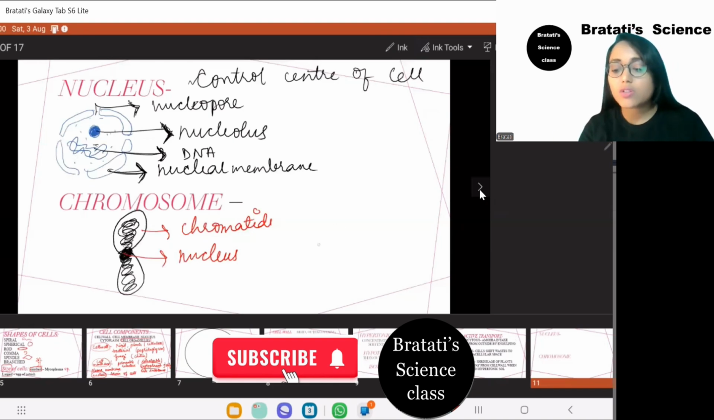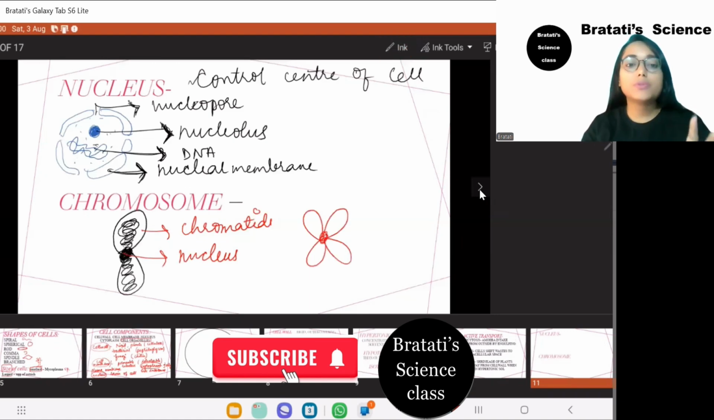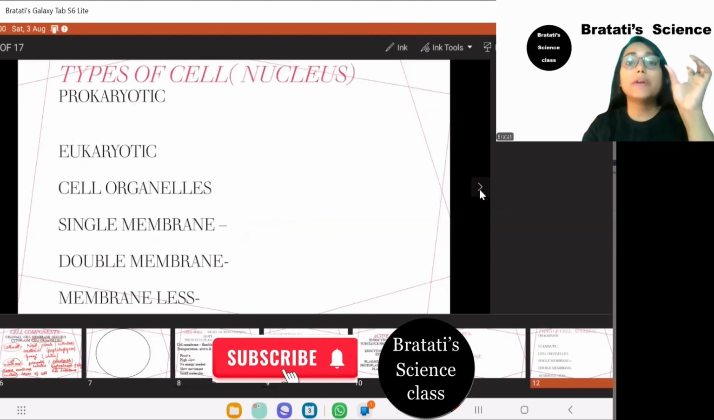During division, there will be different forms like this, and all this we will learn. As of now, know that the chromosome is the genetic material part, which has the chromatids and the DNA inside, which decides how we will look, the color of our eyes, and so on. Now, based on the nucleus, there are types of cell.